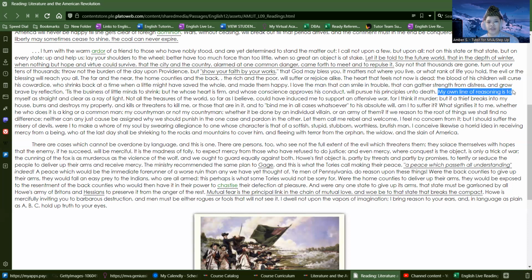My own line of reasoning is to myself be as straight and clear as a ray of light. So he's saying that he also, his own like logic and principles are to just be straightforward about the situation and pursue what's happening, support the war to help other people. So he's comparing himself as unwavering. So he's straight and clear. So he's dead set on this path of supporting the war until death if he has to.